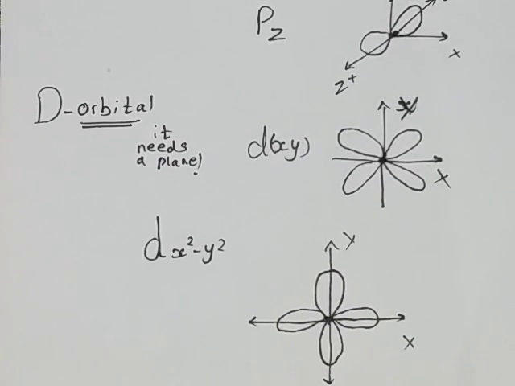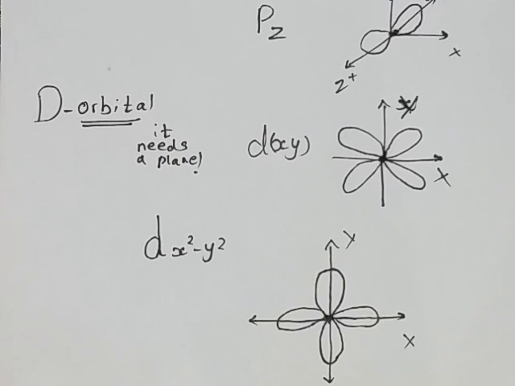Now I don't need to tell about f orbitals because I didn't get information. It was not in books, it was not in the portion, so no need of f orbitals. But these three were really very important. So thank you guys for watching.